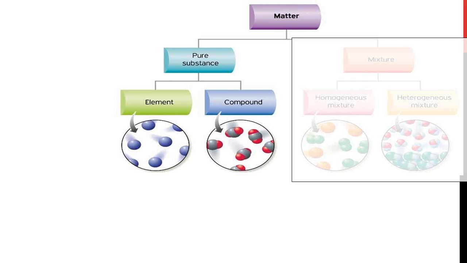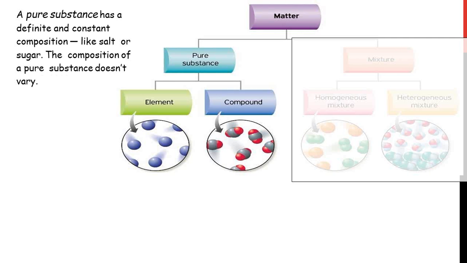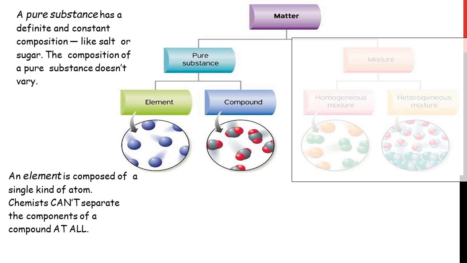let's start with pure substance. The first one, element. A pure substance has definite and constant composition, like salt or sugar. The composition of a pure substance doesn't vary. It means it doesn't change with time. Also, it is a pure substance. The first one, element, is composed of a single kind of atom. Chemists can't separate the components of an element at all.